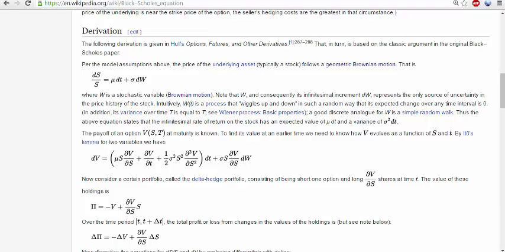So to do that, there is a solution that is given in Hull's options, futures and derivatives book, which is the original Black-Scholes paper. It says that the solution of this GBM could be written as dV is equal to (mu S dV/dS + dV/dt + half sigma squared S squared d²V/dS²) dt + sigma S dV/dS times dW. This is one of the ways, but you see dW here.